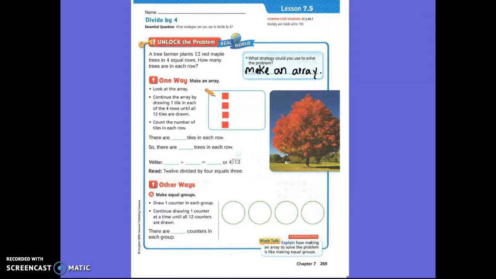All right, look at the array. Continue the array by drawing one tile in each of the 4 rows until all 12 tiles are drawn. There's 12 red maple trees, so you have to draw 12 tiles in 4 equal rows, so they already just made them in equal rows. You need to continue drawing more tiles in each row until you get to 12.